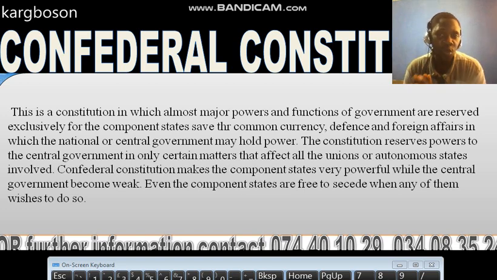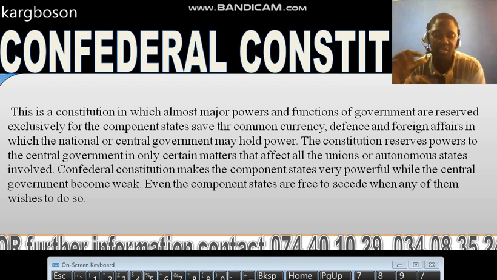So therefore, when you look at the types of constitutions we've made mention of, we have written constitutions, we have rigid constitutions, we have flexible constitutions, we have unitary, we have federal and confederal constitutions. Our next lesson will try to look at the advantages and disadvantages of all of these constitutions.